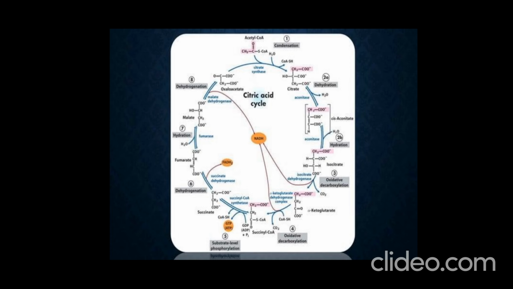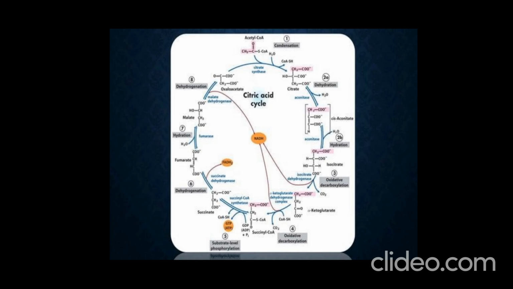Then again succinyl CoA is converted to succinate by the reaction named substrate level phosphorylation, and again dehydrogenation takes place to form fumarate, and hydration takes place to form malate, and again dehydrogenation takes place to form oxaloacetate. So this oxaloacetate is again regenerated, and two molecules of carbon dioxide are evolved in the cycle.